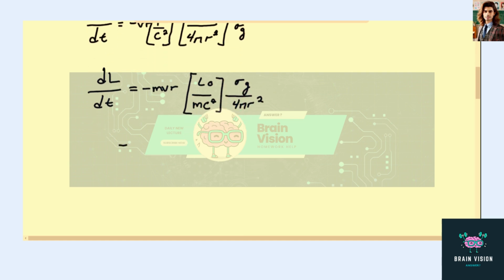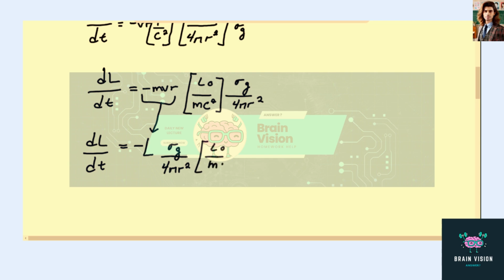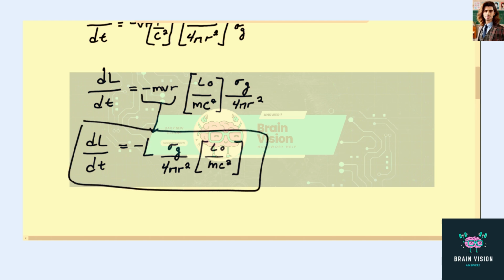And now what we can do is make dL/dt into negative luminosity. So that's what that is. We already had that before: luminosity over m c squared. And that is your answer. Okay, thank you guys.